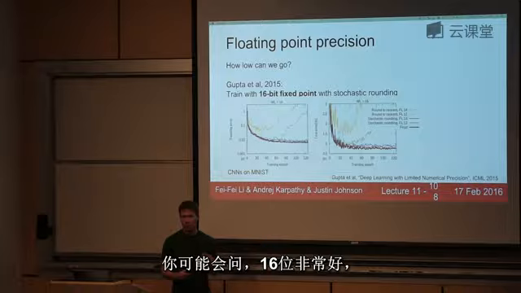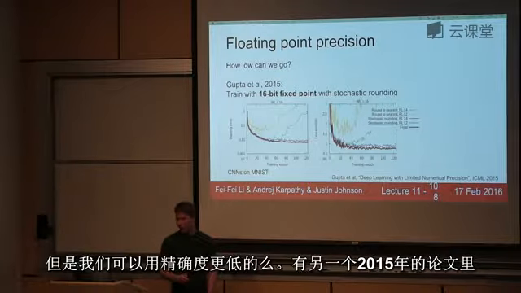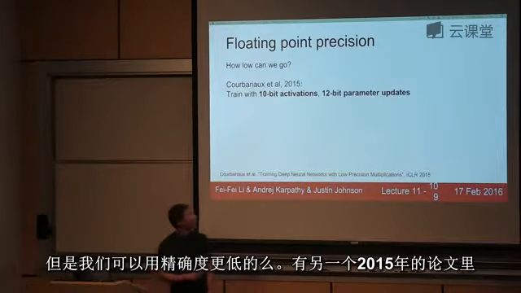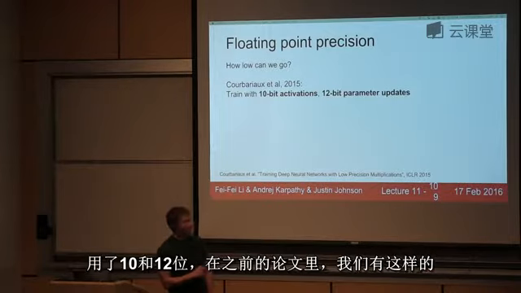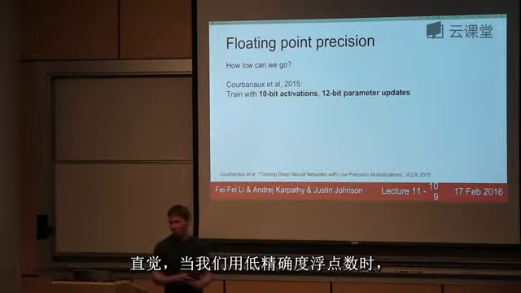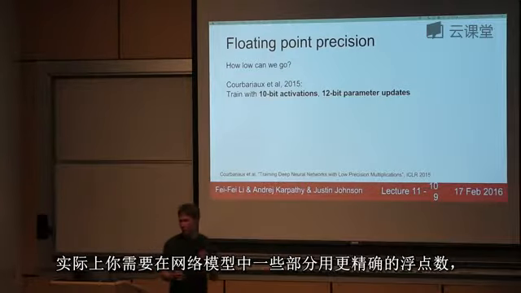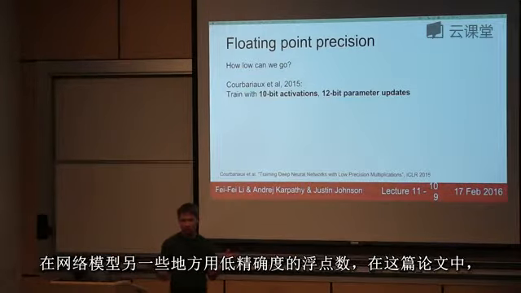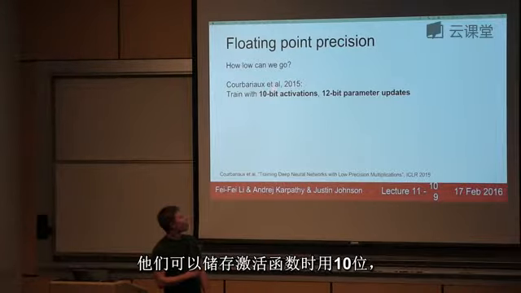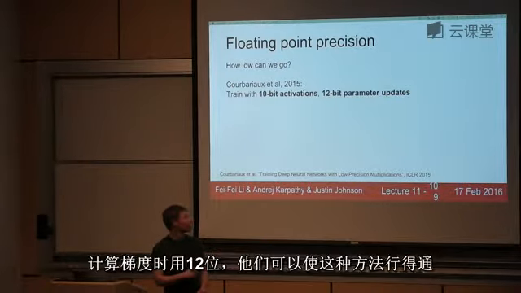But you might want to ask, well, 16-bit is great, but can we go even lower than that? There was another paper in 2015 that got down to 10 and 12 bits. From the previous paper, we already had this intuition that when you're using very low precision numbers, you need to use more precision in some parts of the network and lower precision in other parts. So in this paper, they were able to get away with storing the activations in 10-bit values and computing gradients using 12 bits. And they got this to work, which is pretty amazing.